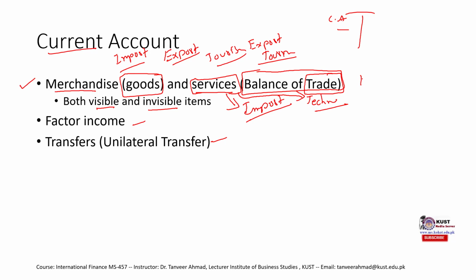What would happen if exports are greater than imports? We would have a surplus in the balance of trade, BOT. So we have more cash flow coming in and less cash flow leaving the country. So our exports are greater than imports. And if our exports are lesser than imports, then we have a deficit in the balance of trade.